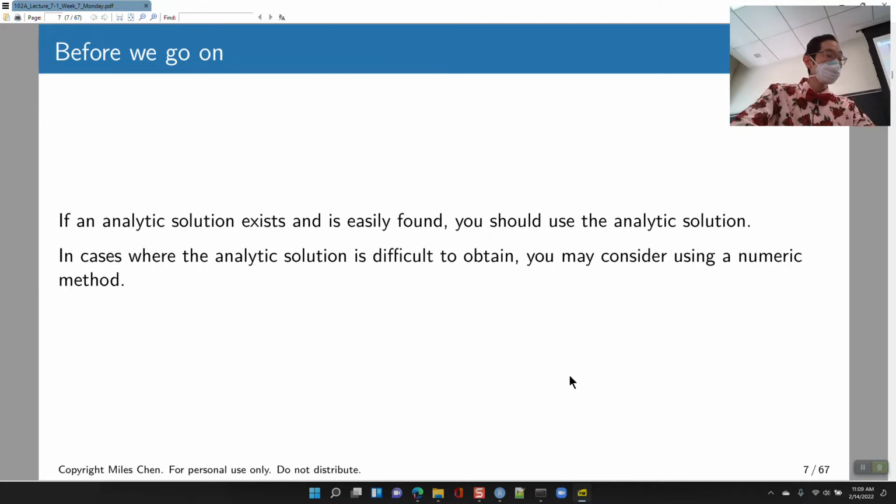Before we get into these numeric methods, it's important to note that if there is an analytic solution and you can find it easily, just use the analytic solution. Don't use a numeric method just for numeric method's sake, except in your upcoming homework 5, where I'm going to make you use numeric methods. But on a practical level, if you can avoid using a numeric method and you can get an exact answer, that's going to be preferred. But if it's hard to get the analytic solution, that's when you can consider using a numeric method.